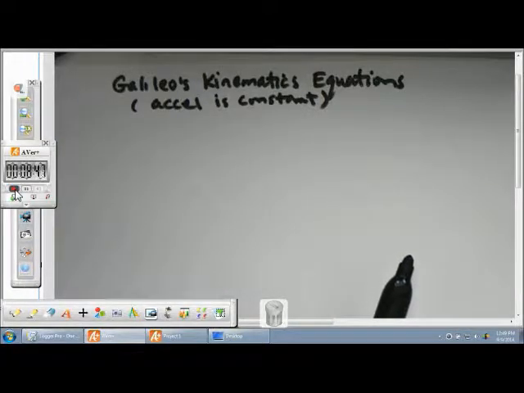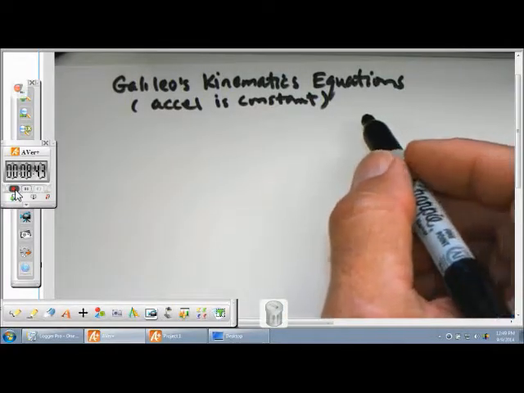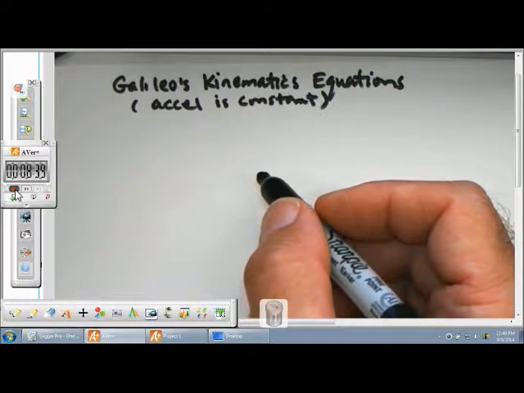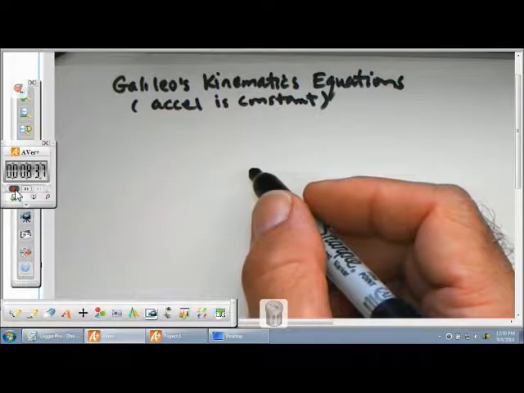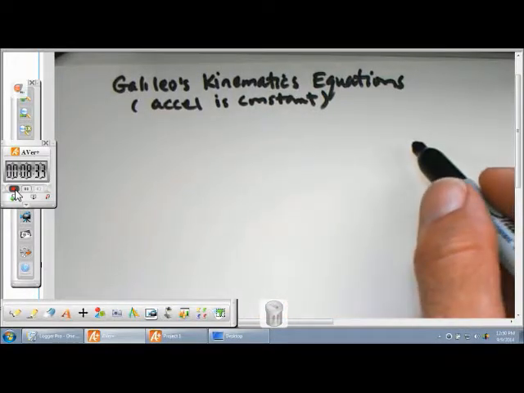Hi everybody, today we're going to look at Galileo's kinematics equations and see how they're related to each other. I'm going to do that by deriving a couple of them. Okay, first of all, let's take a look at average velocity.